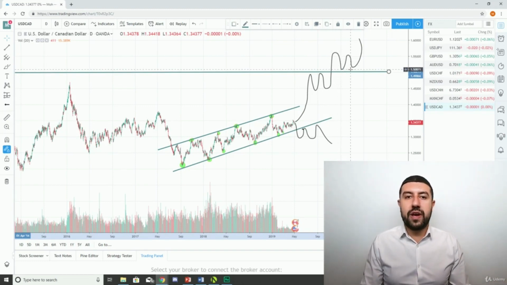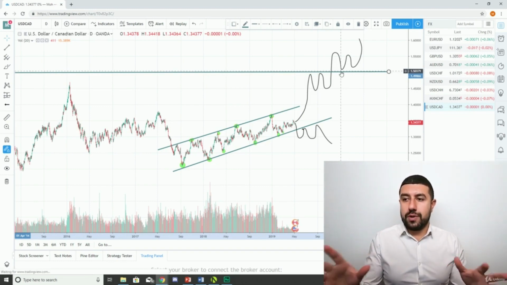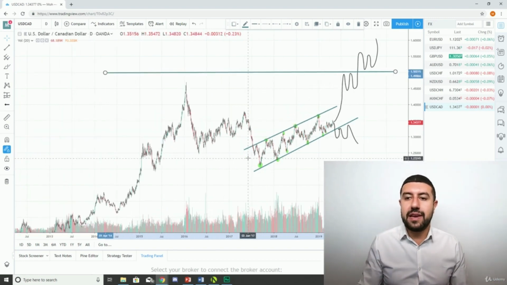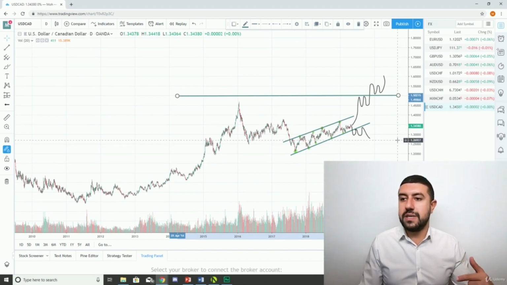And this has also been proven often. So round numbers, or not only round numbers, but any support and resistance, when they break, there's a very big likelihood of them changing and becoming the inverse.